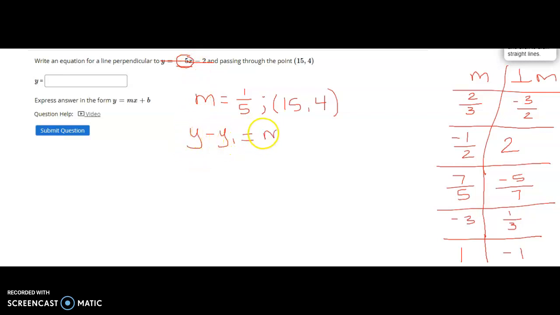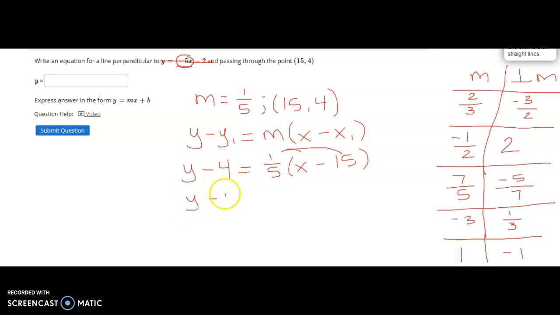y minus y1 equals m times x minus x1. Remember, we leave y and x alone, just substitute in for y1 and x1. So we get y minus y1, which is 4, equals the slope, which is 1/5, times x minus x1, which is 15. Let's go ahead and distribute here. We get y minus 4 equals 1/5 x. Now 15 we can put over 1, so it's like 15 over 5, which simplifies to 3.